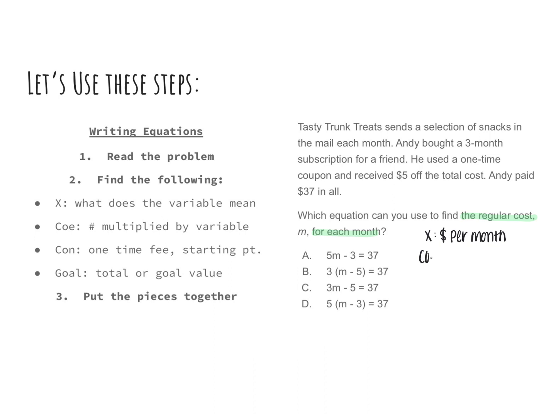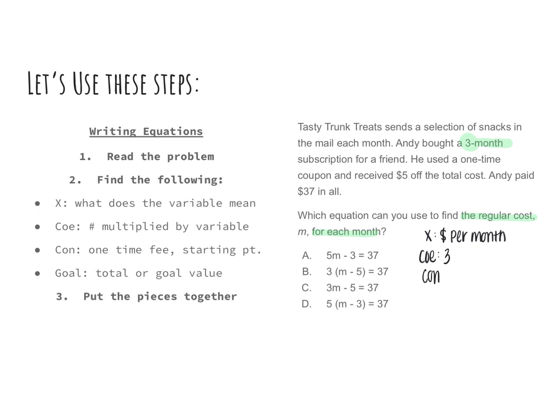Next up, I find my coefficient. I'm going to go back into the problem and see what number would attach to the price per month. For this problem specifically, it says Andy bought a 3-month subscription for a friend. So he would be paying that price per month 3 times. So our coefficient is 3.